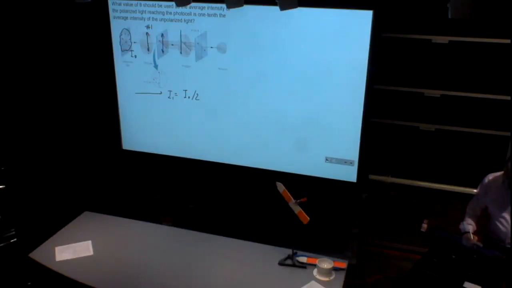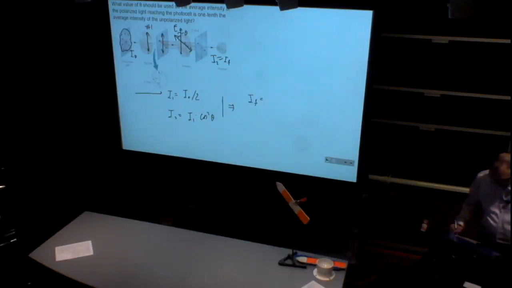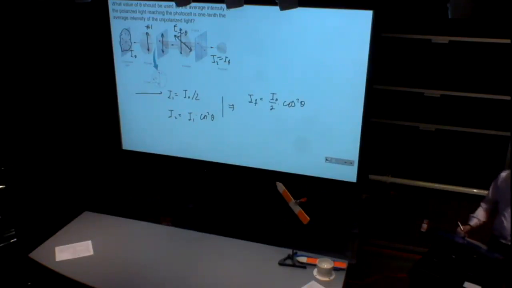And now it encounters the second polarizer. That's the electric field. And this is the transmission axis of the second polarizer. And this is the angle we are looking for. The new intensity, the final intensity, which can be measured by a photocell, should be equal to the intensity before, which is this one, times cosine squared of the angle we are looking for. So we can combine these two expressions. Final intensity should be equal to initial divided by 2 and then multiplied by cosine squared.